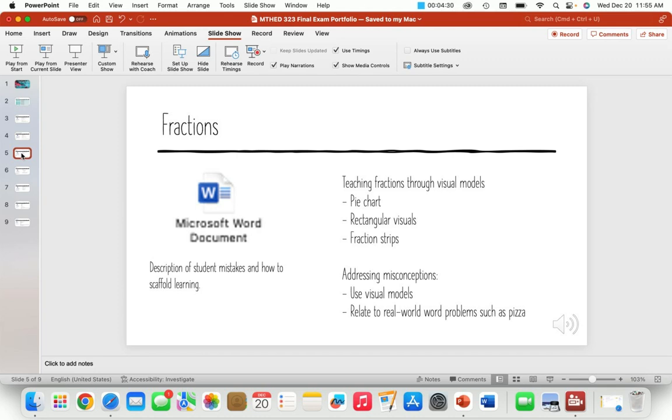And then how would you address some of the misconceptions that students have? A lot of students feel as though they need to add the top two numbers and then the bottom two numbers, and you can address this through real world word problems such as relating it to pizza sizes and those visual models again. And then I included a document of how students had made some mistakes within their problem solving, and how I would scaffold this learning through different visual models.